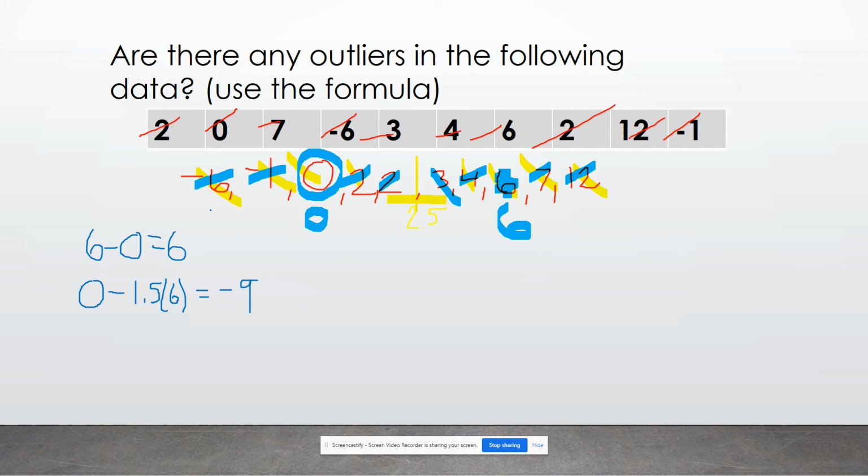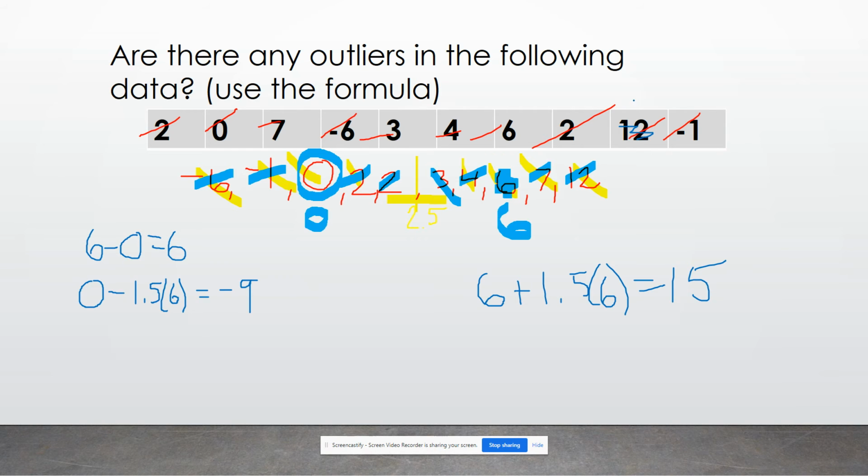Is -6 an outlier? No, it's not, because it's not smaller than -9. Okay, so now we're going to start with our Q3, and we're going to add 1.5 times 6. So 6 plus 1.5 times 6 is 15. So is 12 an outlier? It's not. Man, I actually thought 12 was going to be an outlier. Was mistaken.